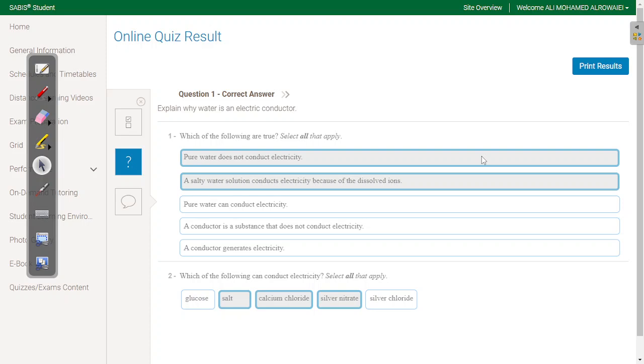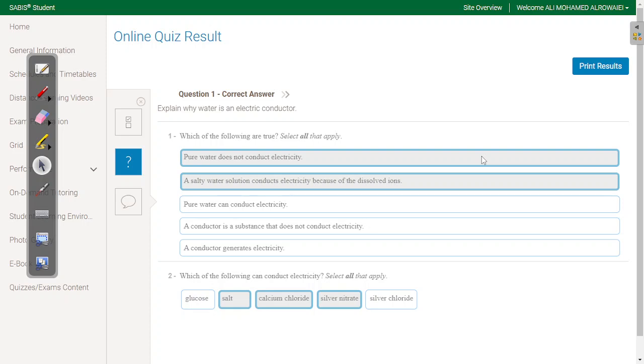Which of the following are true? Pure water does not conduct electricity. Yes, it's true. Only when there are ions dissolved in it will it conduct electricity. A salty water solution conducts electricity because of dissolved ions. Yes, because the positive and negative ions will let the charge move through. Pure water can conduct electricity. No, it cannot. A conductor is a substance that does not conduct electricity. No, it does conduct electricity. A conductor generates electricity. That's wrong. No, it just allows it to pass.